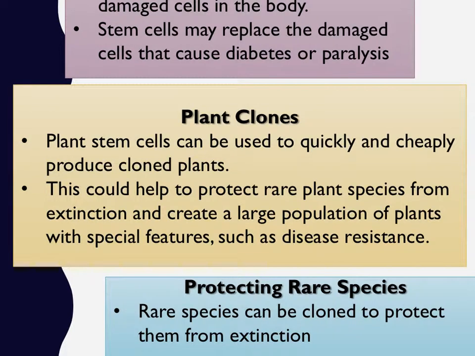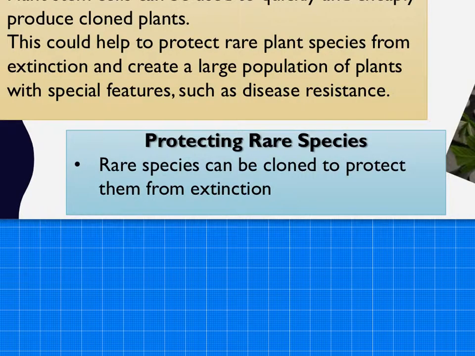In plants, stem cells could be used to clone plants, so they can be used to quickly and cheaply produce cloned plants. This could help to protect rare plant species from extinction and create a large population of plants with special features such as disease resistance. Stem cells could be used to protect rare species, so rare animal and plant species could be cloned to protect them from extinction.